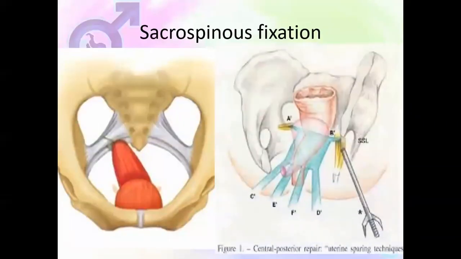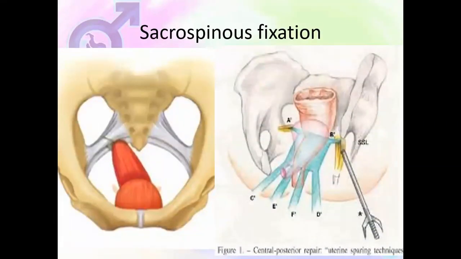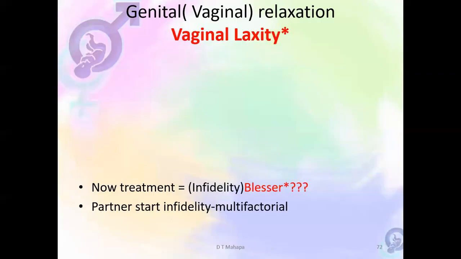But if she's not fit for surgery and is not interested in sex anymore, you can do what you call sacrospinous fixation, which deviates the axis of the vagina. You can do it vaginally. You suspend the vault of the vagina to the sacrospinous ligament. You can do it unilaterally or bilaterally. It depends. But those are women who are not interested in sex anymore, elderly women.